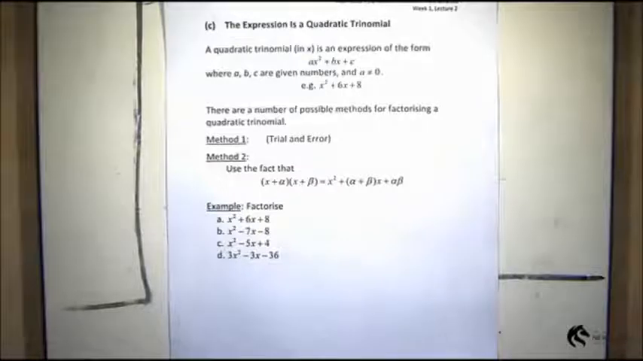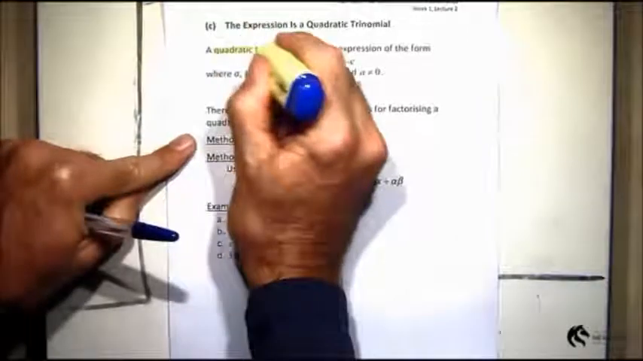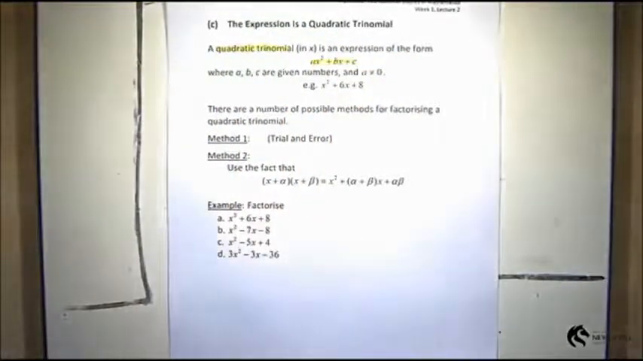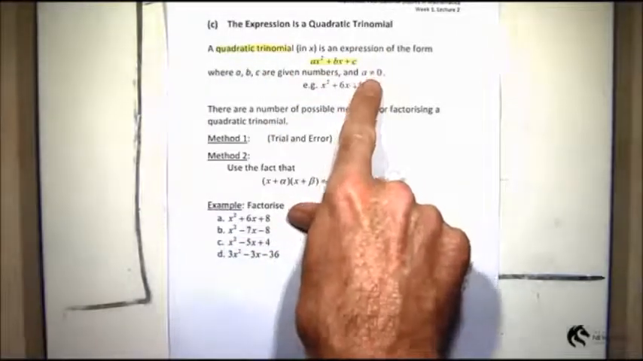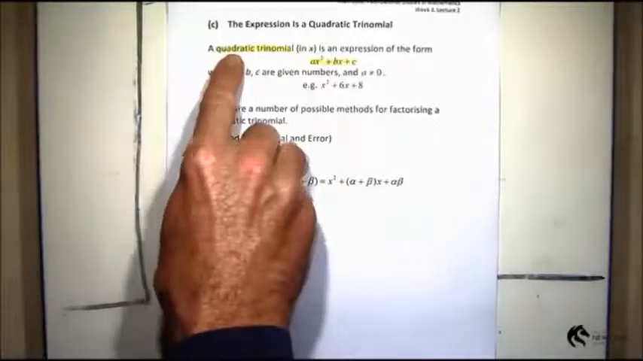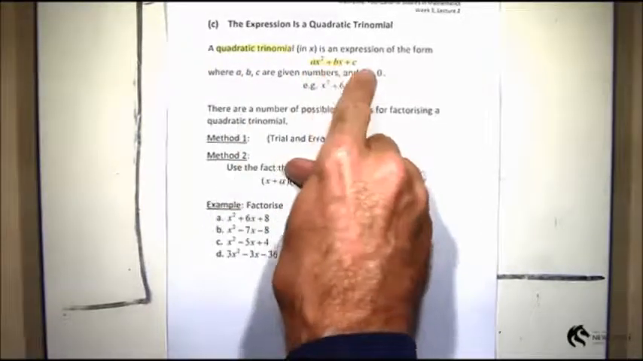There are lots and lots of other factorisation techniques, but the only other one we're going to look at this stage is how can we factorise a quadratic trinomial. That sounds pretty impressive, but a quadratic trinomial is essentially something that looks like ax squared plus bx plus c, where a, b and c are numbers, and a is not equal to naught. The quadratic bit means the largest power is 2. The trinomial bit means there's 3 terms, potentially.